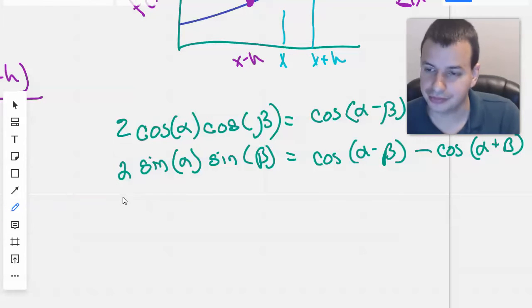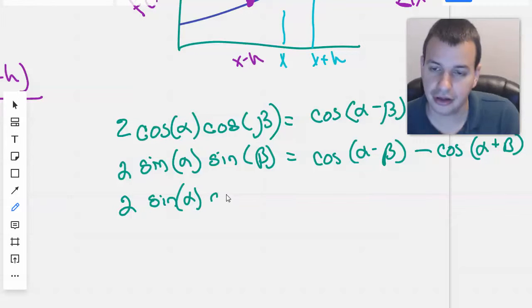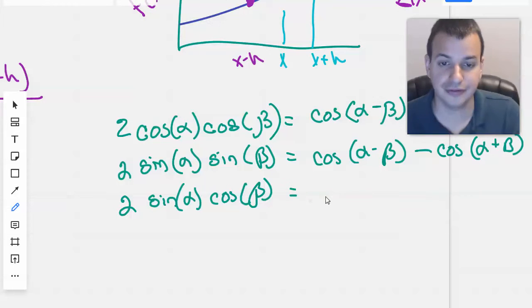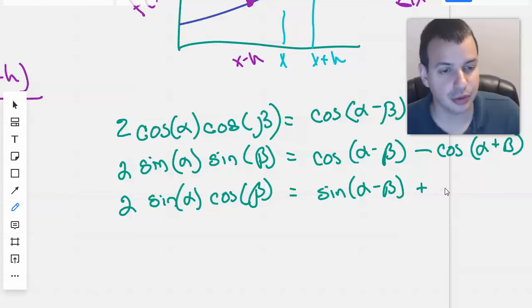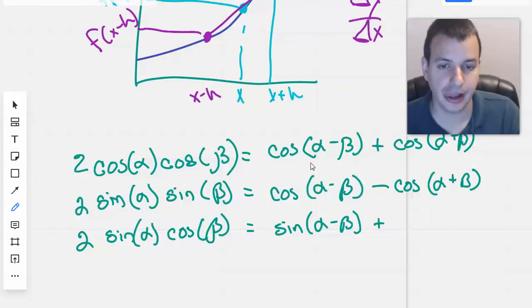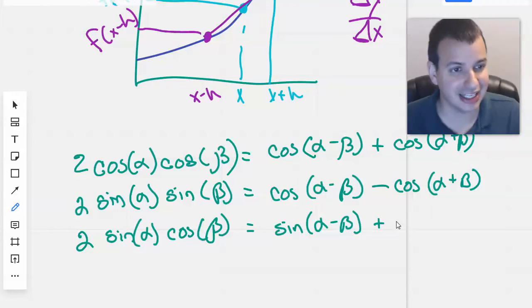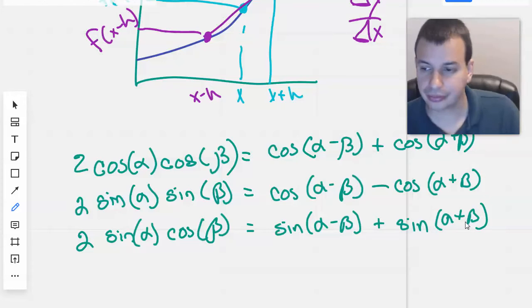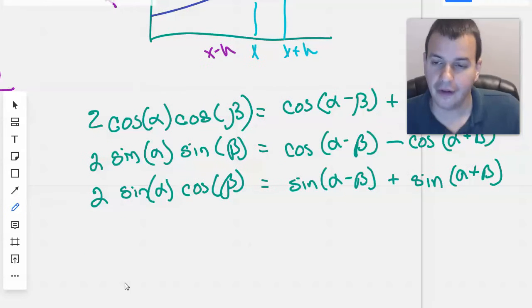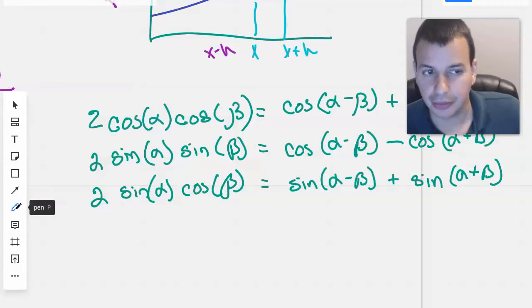And I'll stick with green. What if we have one sine and one cosine? Sine of alpha cosine of beta, and specifically in this case, sine of alpha is first. So then we go to sine of alpha minus beta, plus, we go back to our original function here, and we just change our original from cosines to sines. Sine of alpha plus beta, okay? And then don't forget the 2 over here. And these almost are what we want.